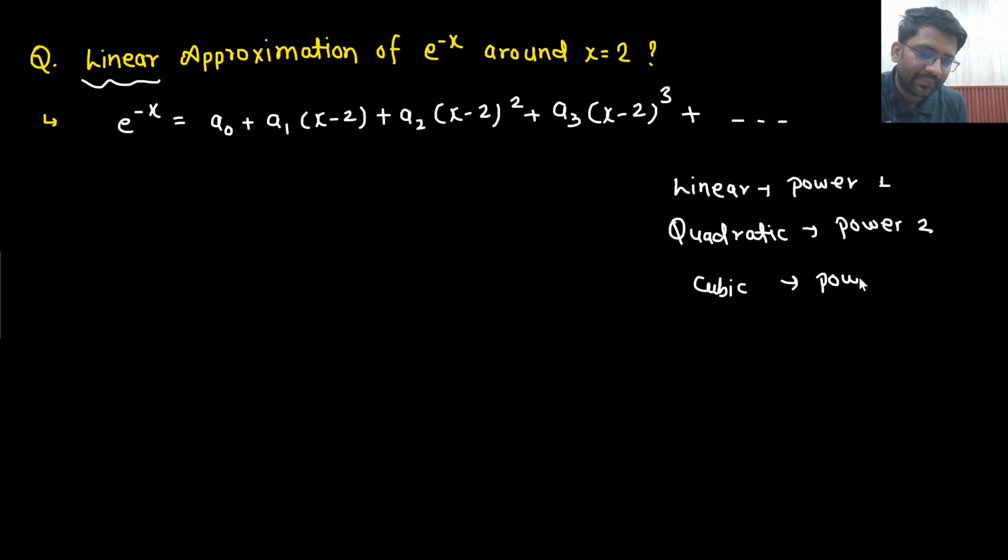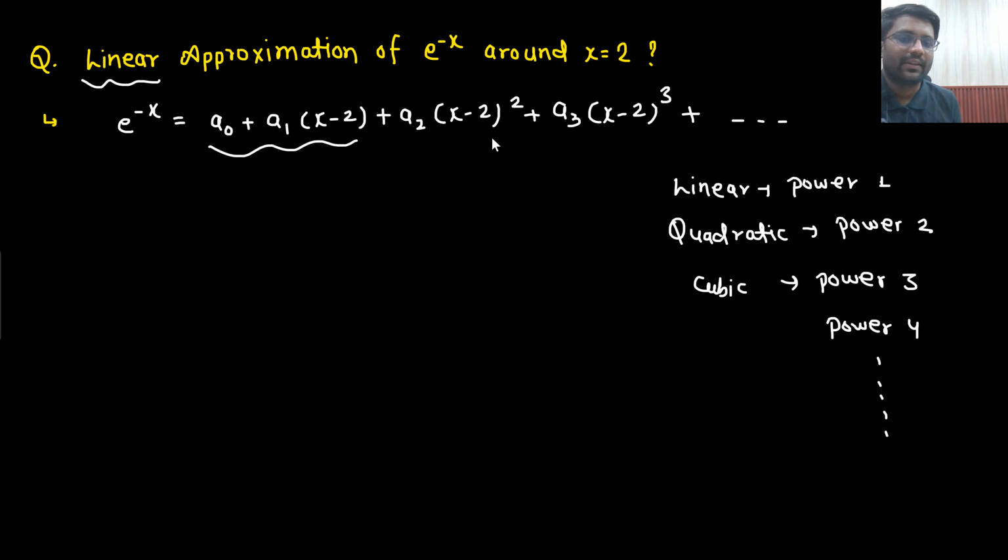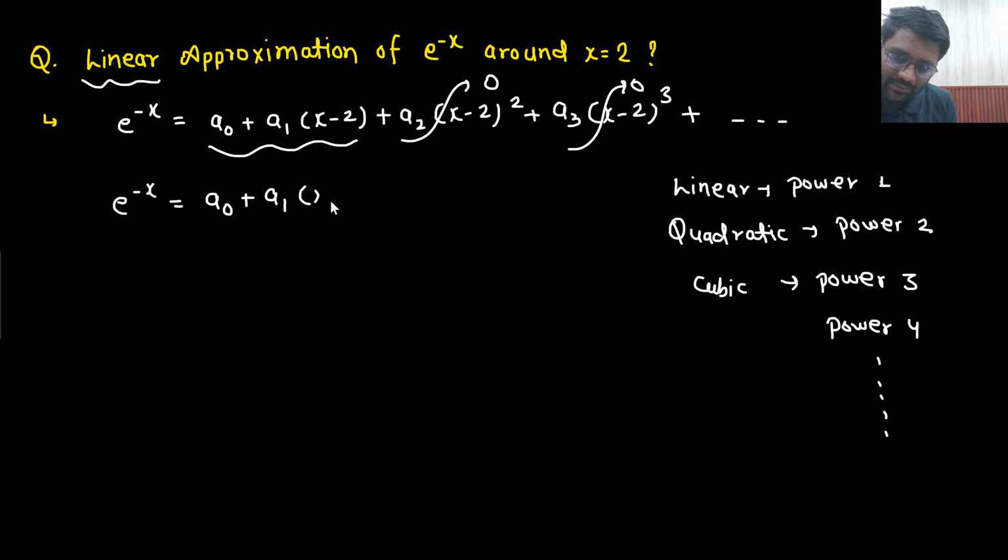Power 3, and then they will mention power 4, power 5, and so on. Power 4 and beyond don't have a specific name. That means you need to approximate e to the power minus x till linear power only. So these terms should be equated to 0. You need to express e to the power minus x in this manner: a0 plus a1 (x minus 2).